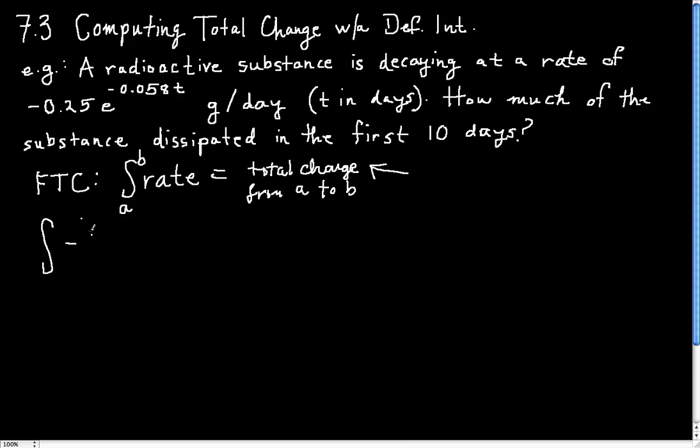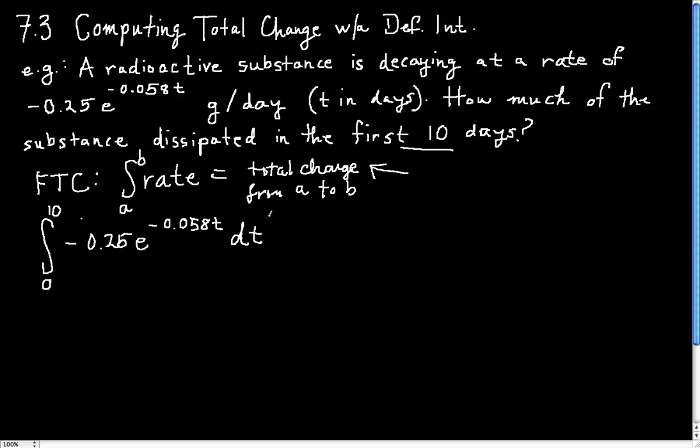So it's minus 0.25 e to the minus 0.058 t dt. And what do we want for our limits? Well, we want to know how much disappeared in the first 10 days. So the start is at t equals 0, and we want to know the total change in between t equals 0 and t equals 10 days.